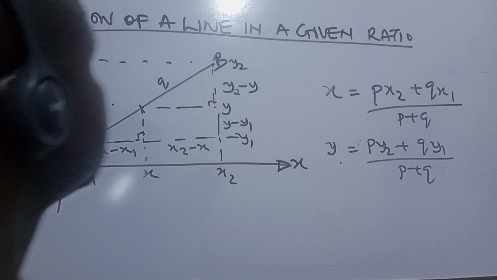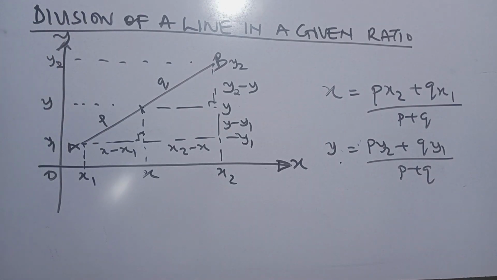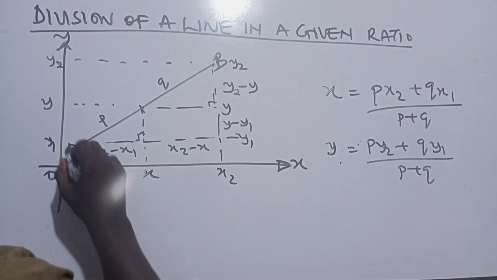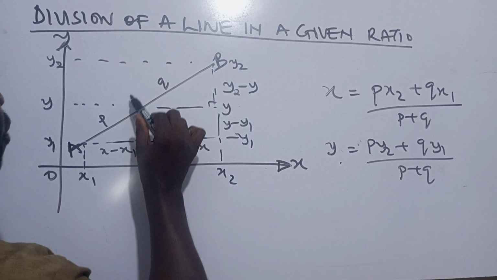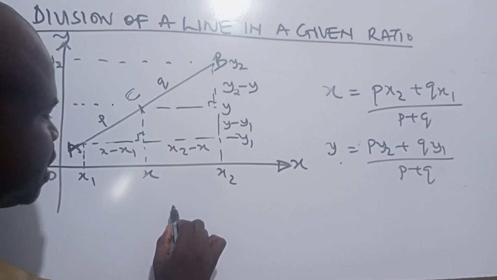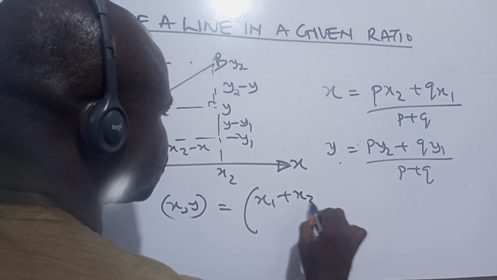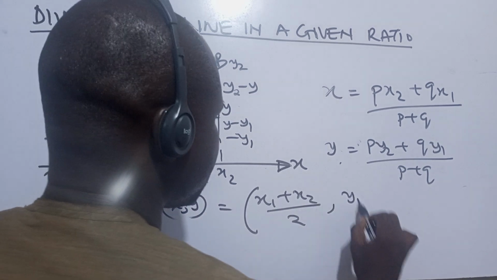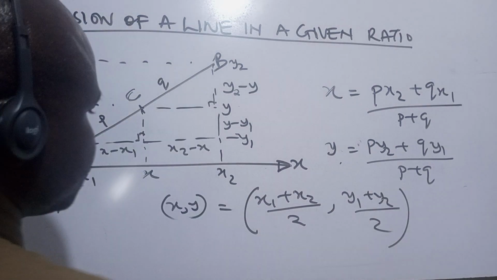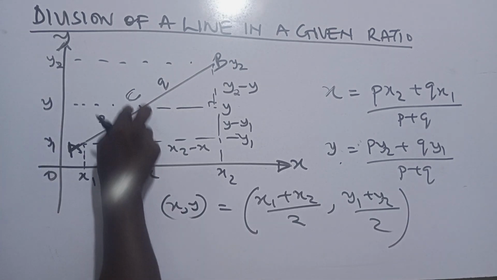Today we want to look at the division of a line in a given ratio. In our previous video, we looked at the midpoint of a line. That is, if you have a line AB and the midpoint is C, the coordinates of C will be x comma y, given as x1 plus x2 all over 2, comma y1 plus y2 all over 2. So if you have a line AB and you want to find the midpoint, this is the formula to find the coordinates of that midpoint.